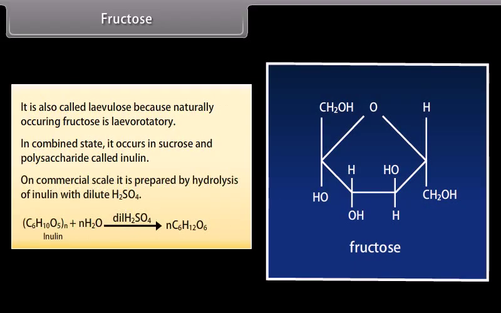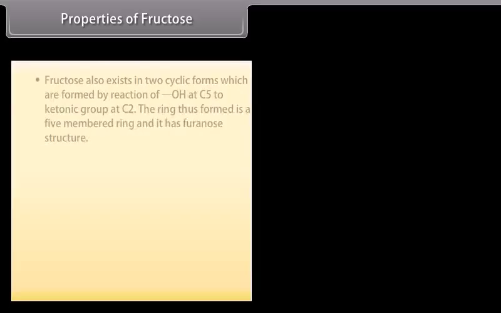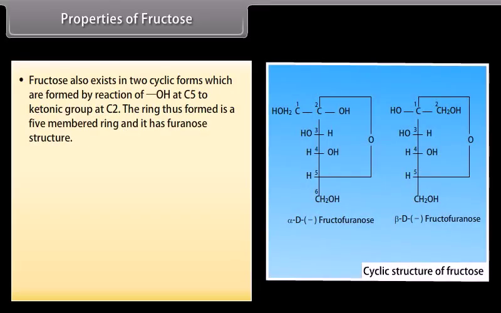On commercial scale, it is prepared by hydrolysis of inulin with dilute H2SO4. Properties of fructose. The important properties of fructose are the following. It also exists in two cyclic forms which are formed by reaction of the OH at C5 with the ketonic group at C2. The ring thus formed is a 5-membered ring and it has furanose structure.